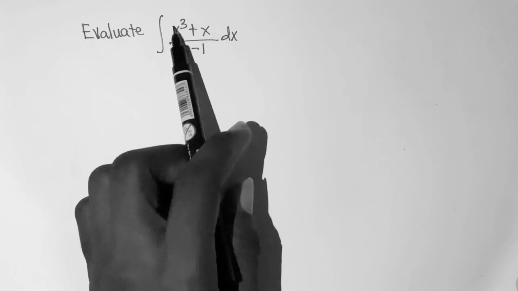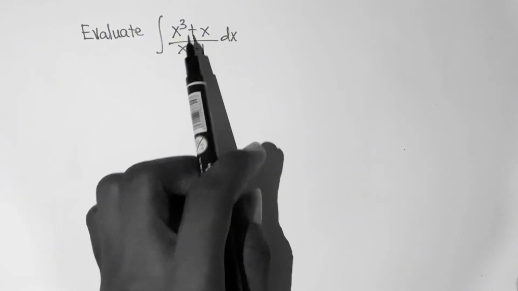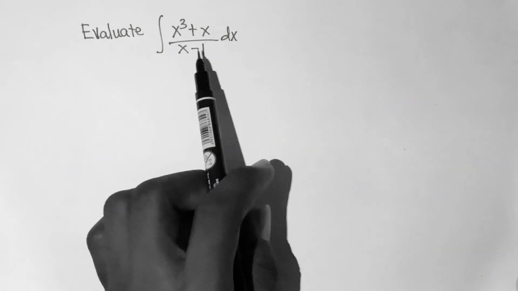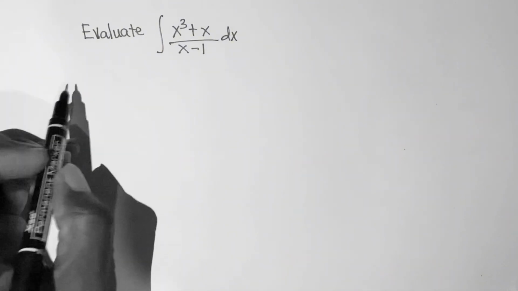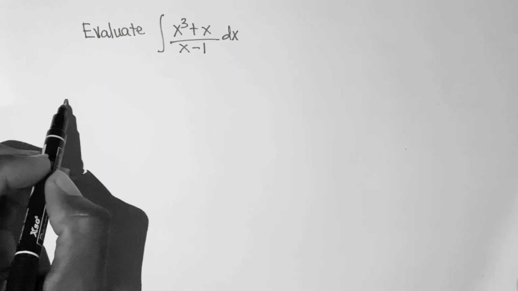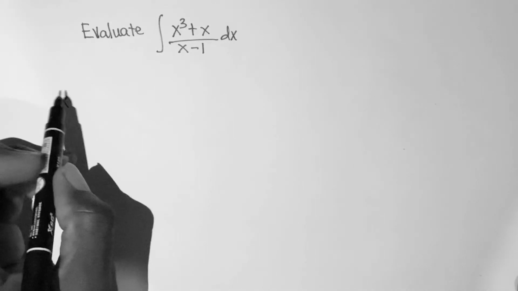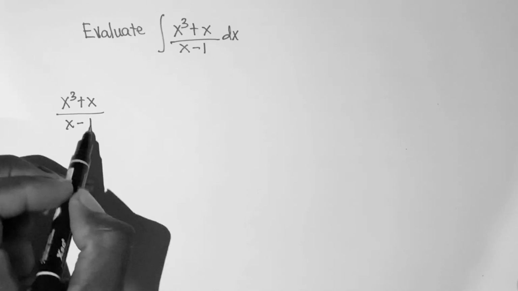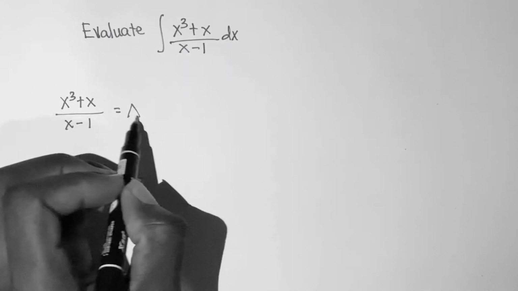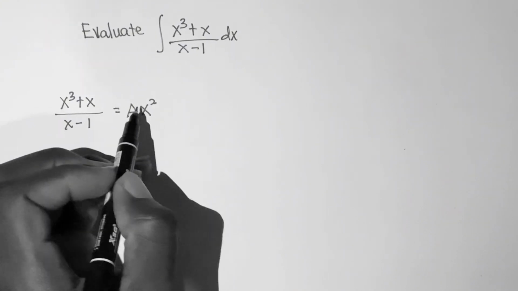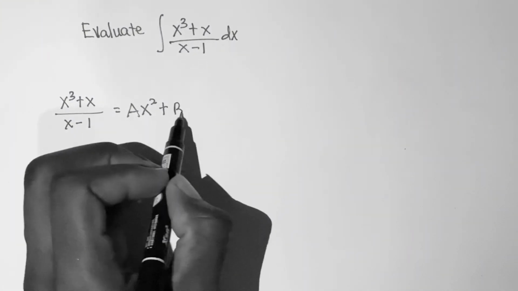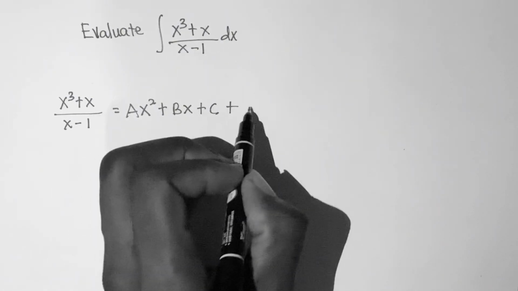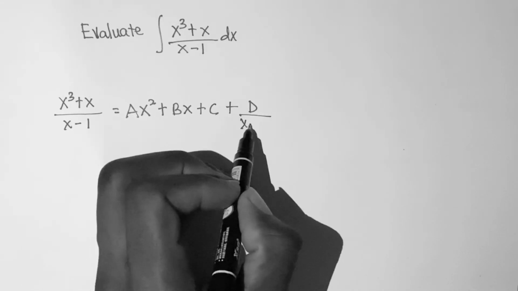Now you can see that this is the case of an improper fraction. If we divide the highest power in the numerator, which is x cubed, by the highest power in the denominator, which is x, we are going to get x squared. So we can write x cubed plus x divided by x minus 1 as equal to a constant a multiplied by x squared, plus another constant b multiplied by x, then plus a constant c, and then plus d divided by x minus 1.